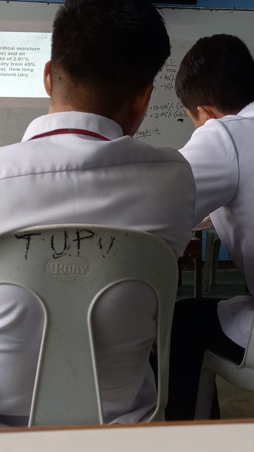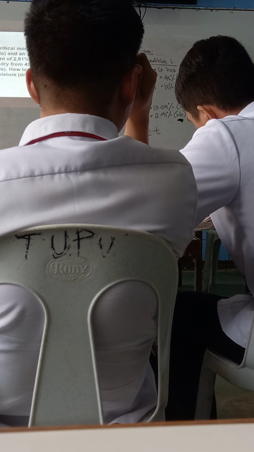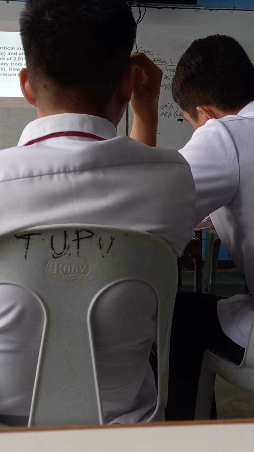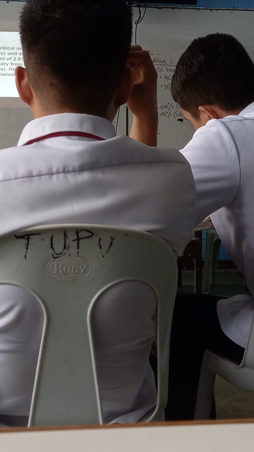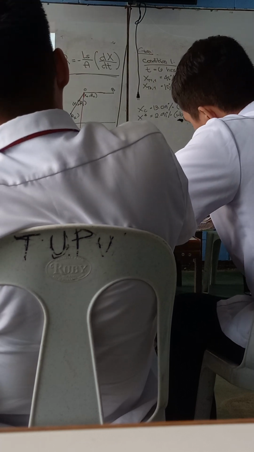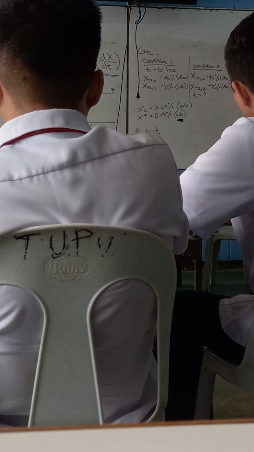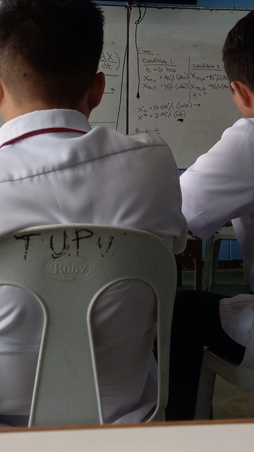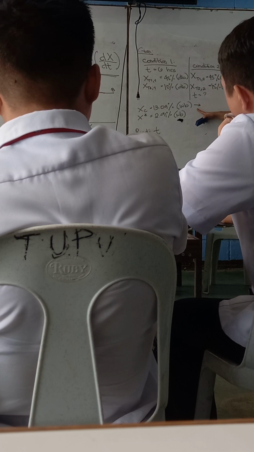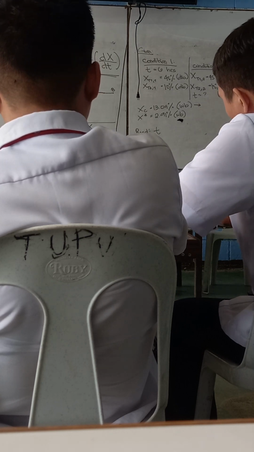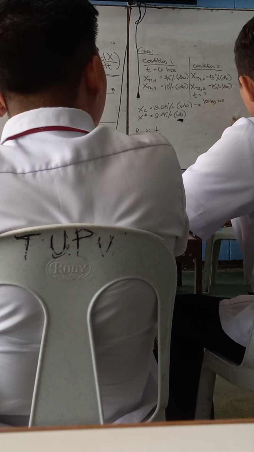First, before you solve, make sure to convert all your moisture into the same basis. Your XC and your X asterisk are in wet basis, so we have to convert them into dry basis. How do we do that? If, for example, you have 100 kilograms of wet solid, how much is the water, and how much is the dry solid? Again, if you have 100 kilograms of wet solid, how much water is there?